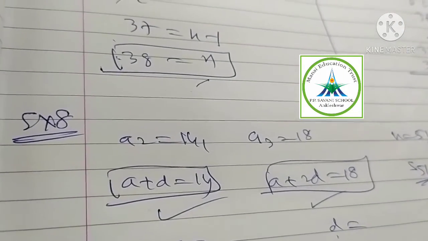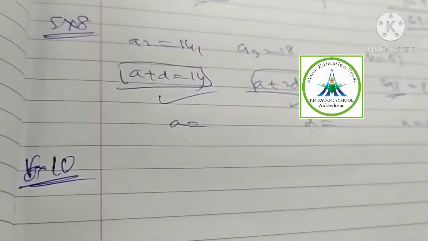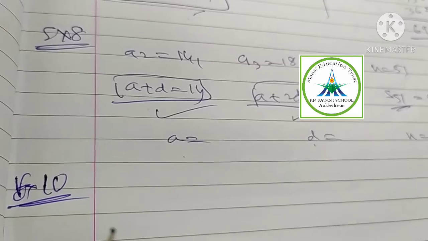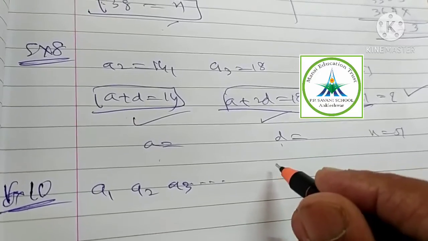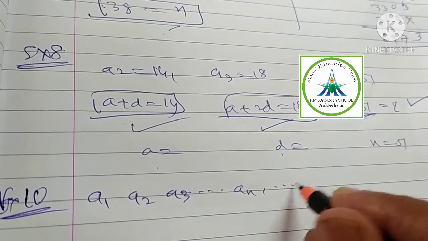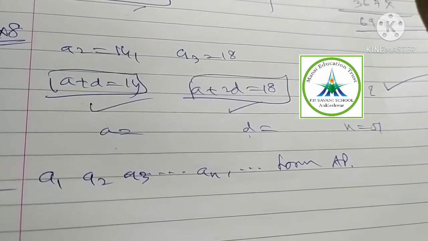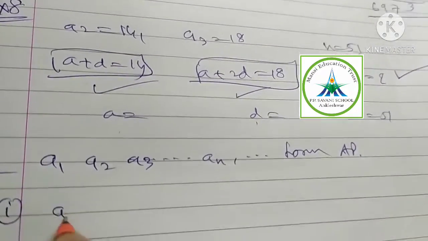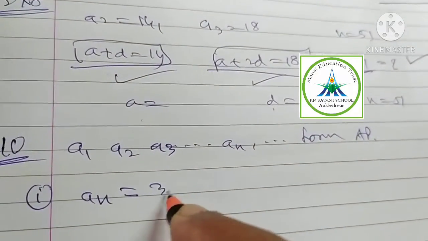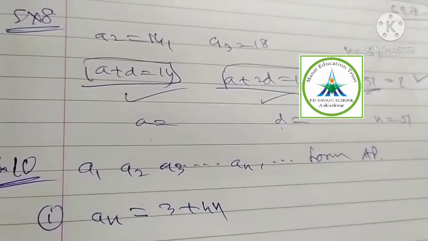Right? Now I am taking example number 10. See how simple it is. Very simple. See, I am reading. Show that a1, a2, a3, ... an, ... form an AP, and you are given the formula where an is defined as follows. an equal to 3 plus 4n. They are asking to show that this is forming an AP.